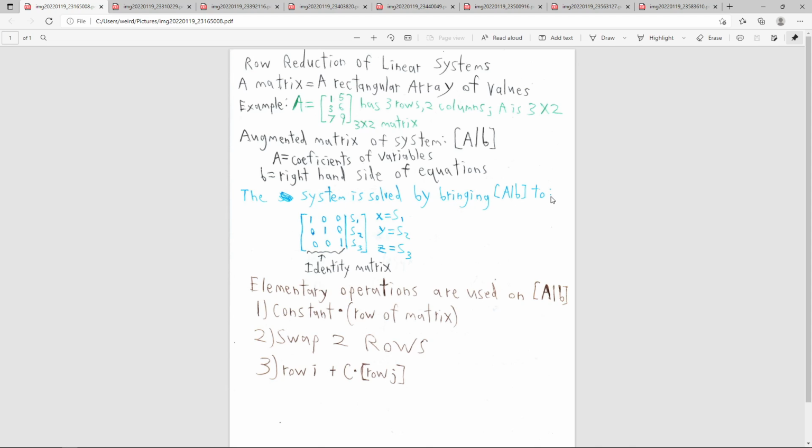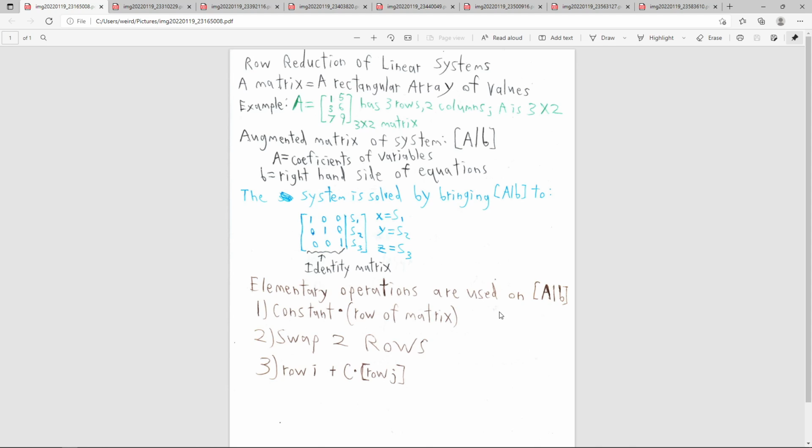So the system is solved by bringing [A | B] to the identity matrix, which is just given a capital I usually. So it's 1, 1, 1 in a diagonal line. You have a diagonal of 1s and everything else is 0. Then S1, S2, and S3 are on the right-hand side in this 3 by 3 one. And X equals S1, Y equals S2, and Z equals S3, for example.